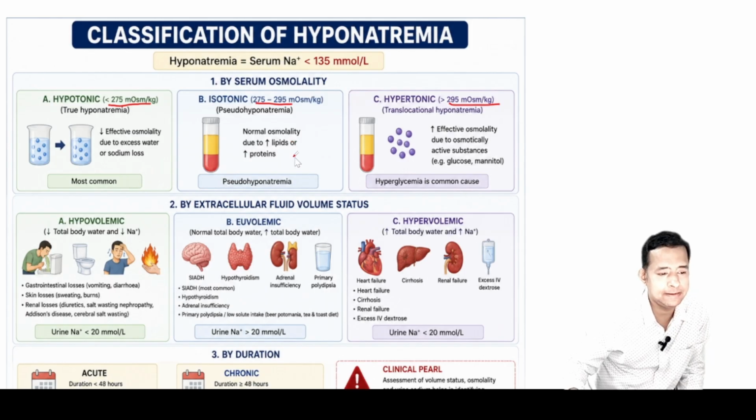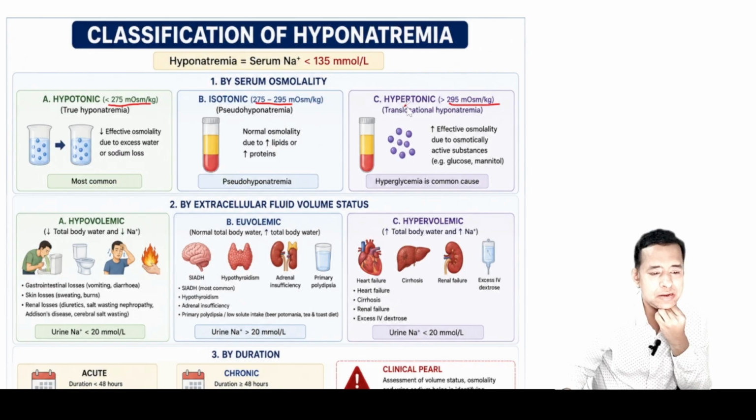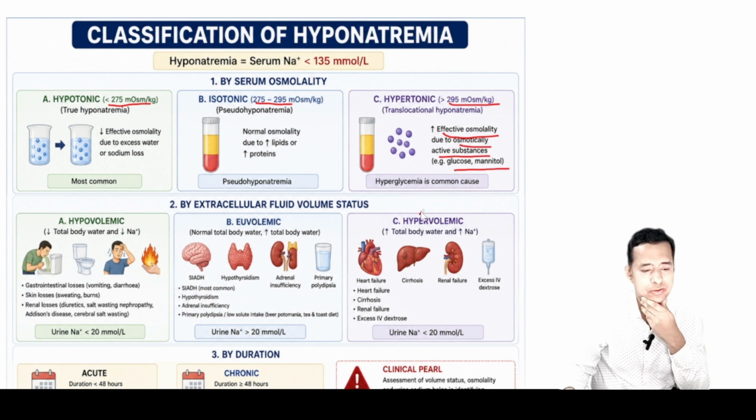And in isotonic, normal osmolality due to increased lipid, increased protein, and increased immunoglobulin. We have to know. Okay. Next is effectively hypertonic, which is actually translocational hyponatremia, with effectively increased osmolality due to an osmotically active substance, glucose or mannitol. So here hyperglycemia is the most common cause.